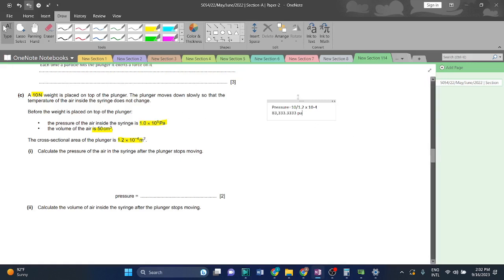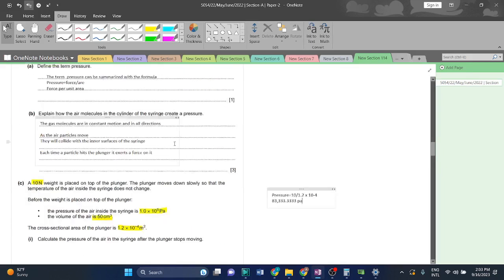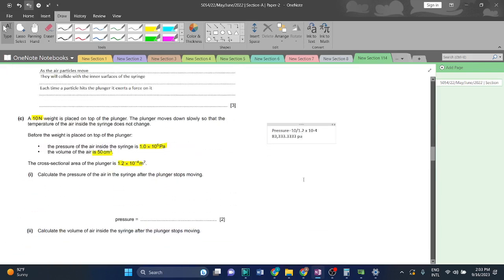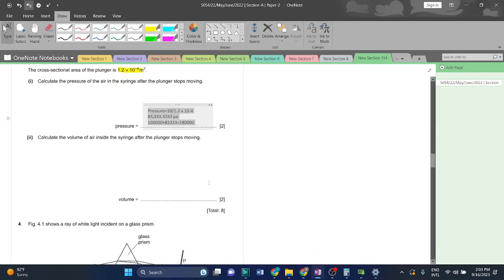But that will not be the lone pressure. This pressure will be added to the previous pressure that was already present inside the syringe. So we will add 100,000 plus 83,333. So that will be 183,333 pascals. We can round that off to 180,000. So yeah, pretty easy question.